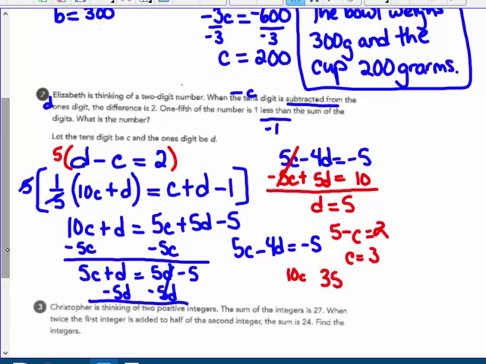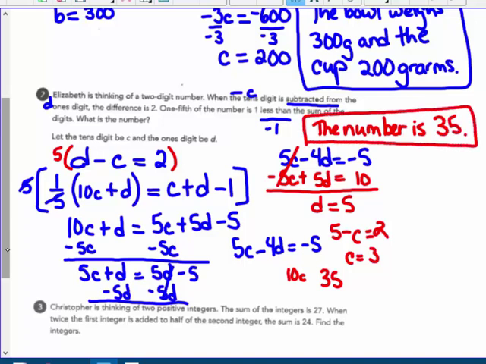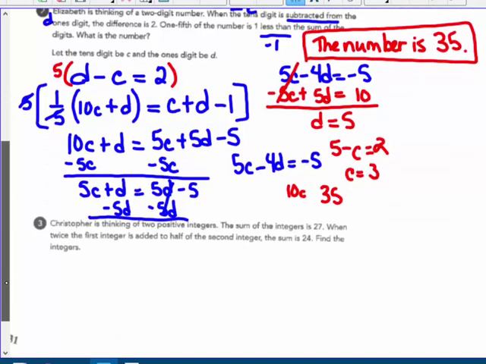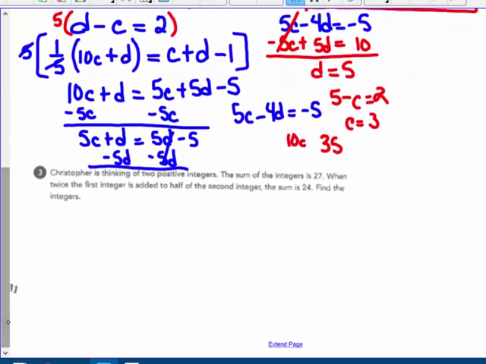Is it 1 less than the sum of the digits? Well, 5 plus 3 is 8. Take away 1, that is 7. So that makes sense. It does work. The 1/5 of the number is 1 less than the sum of the digits. What's the number? The number is 35. It works in both equations. So the number is 35. Well, that was an interesting problem. Not easy to figure that out with the tens and the ones. Cool problem. Oh, love those.